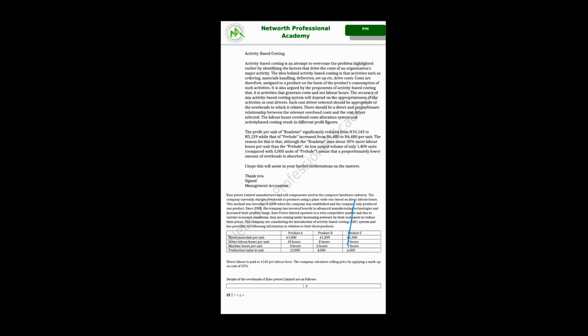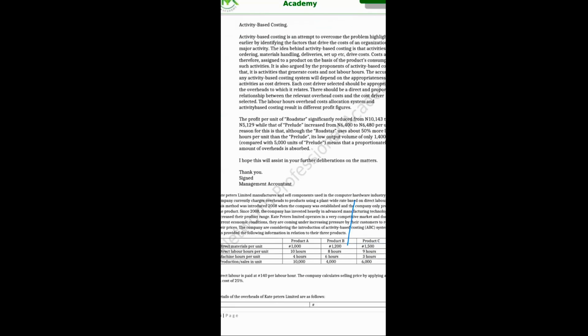Now let's get total labor hour. To produce a unit of product A, we will require 10 labor hours. Can we all see it? Yes, sir. And we are going to produce 10,000 units of A. 10 hours multiplied by 10,000 units becomes the labor hours for product A. What do you have? 100,000. Keep it.